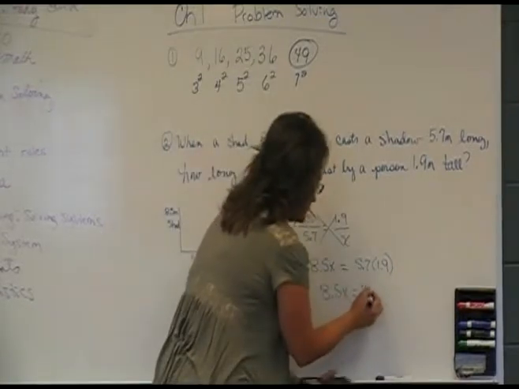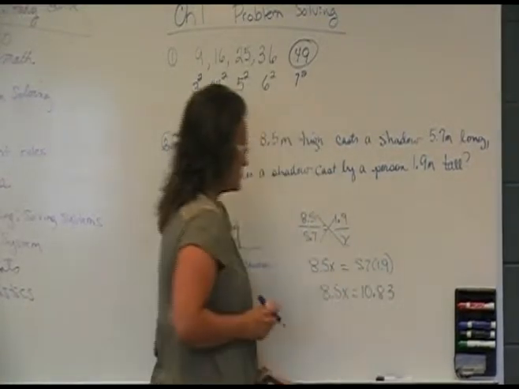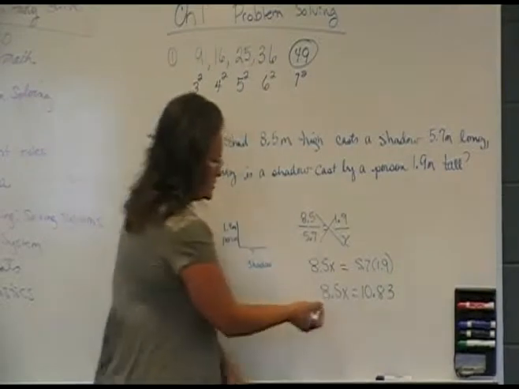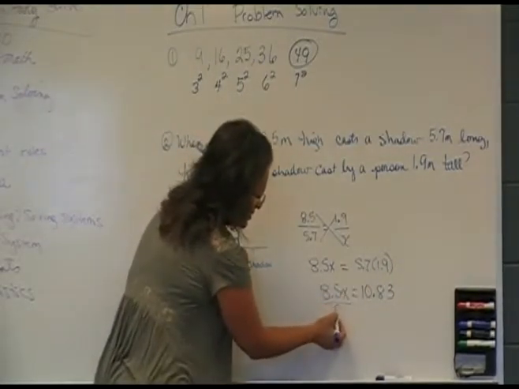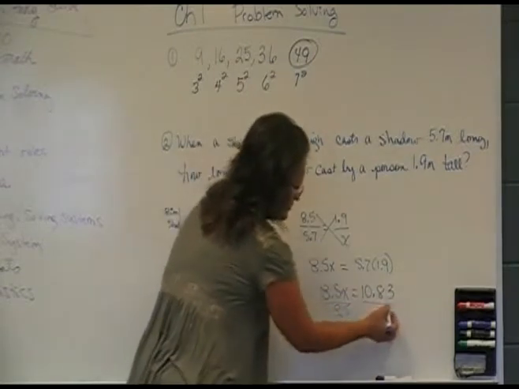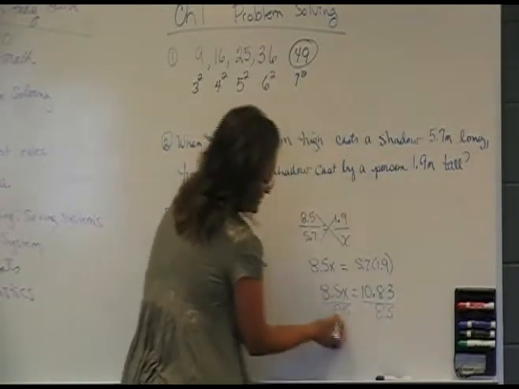Okay, so that's 10.83. And then a little algebra here. We do need to divide by what's with the x. Anytime we have this set up, we divide by the coefficient. So divide out 8.5, keep the balance, do both sides.